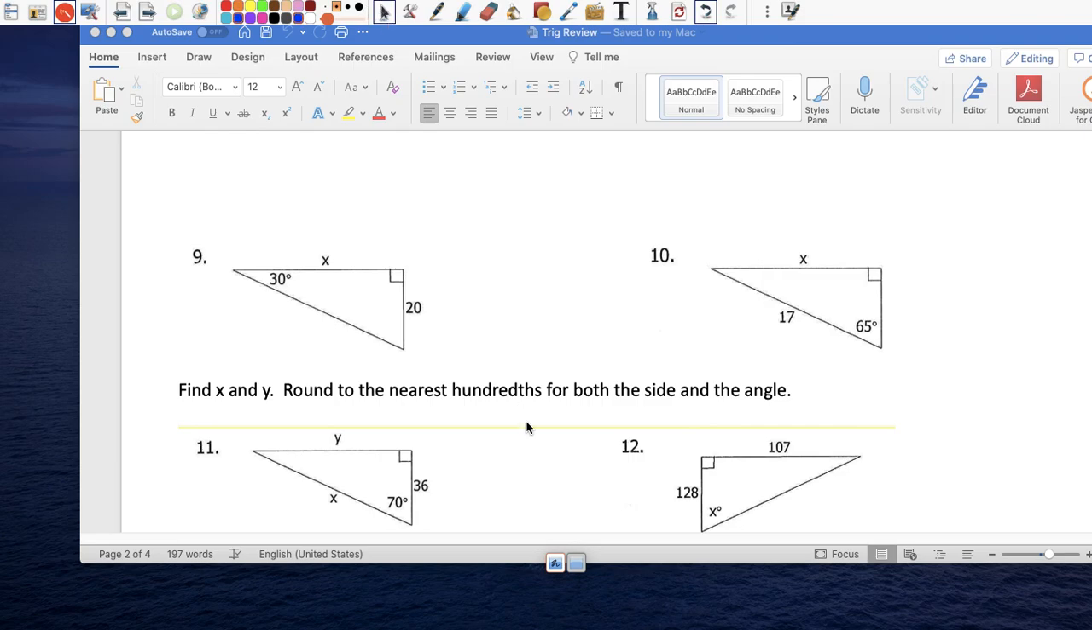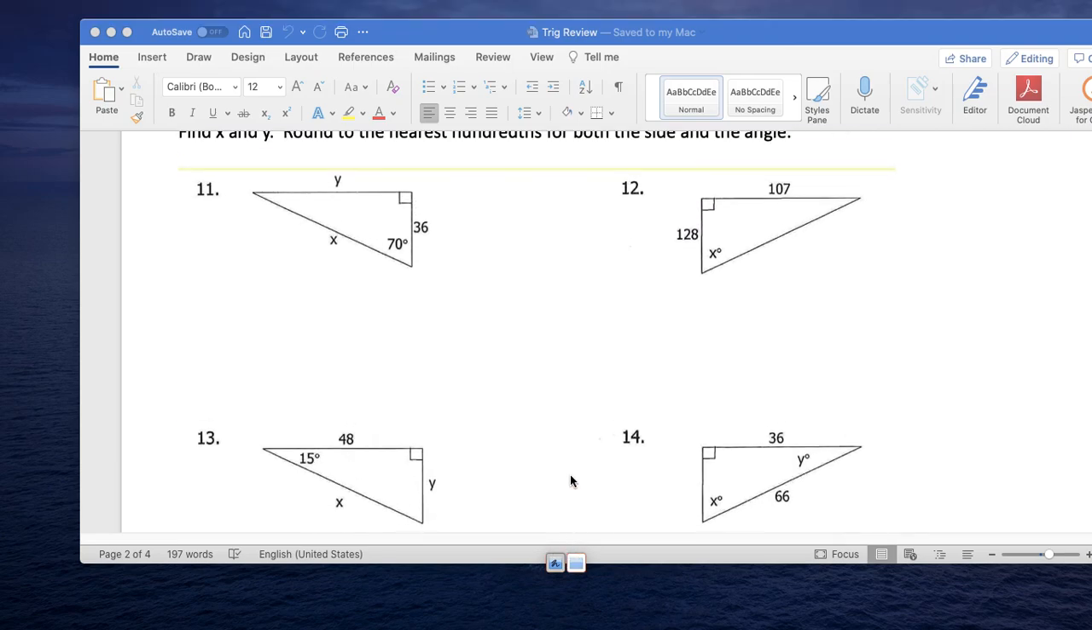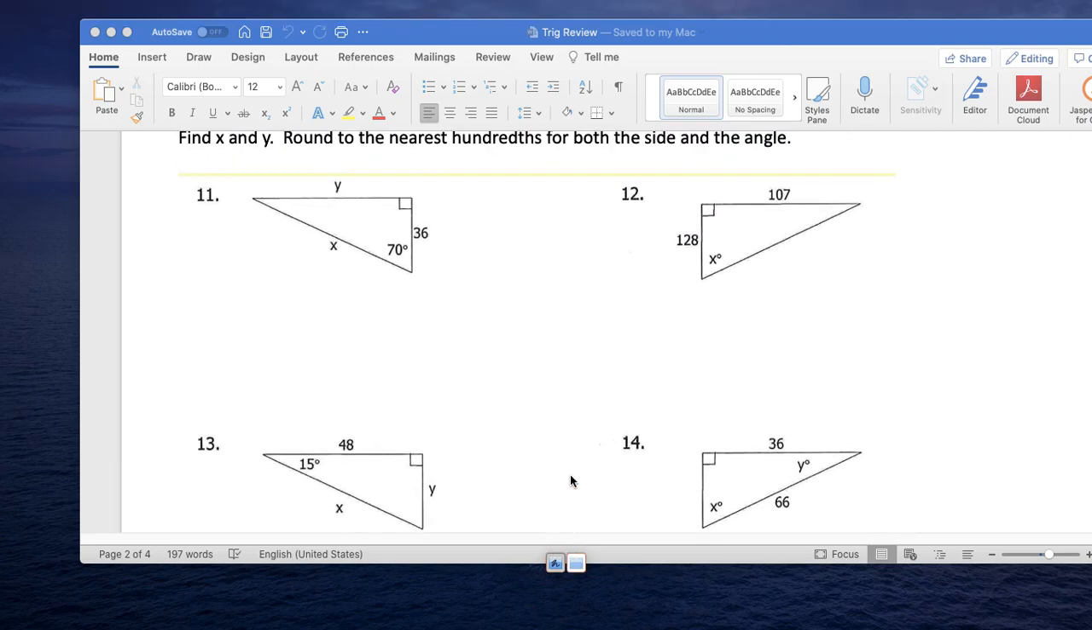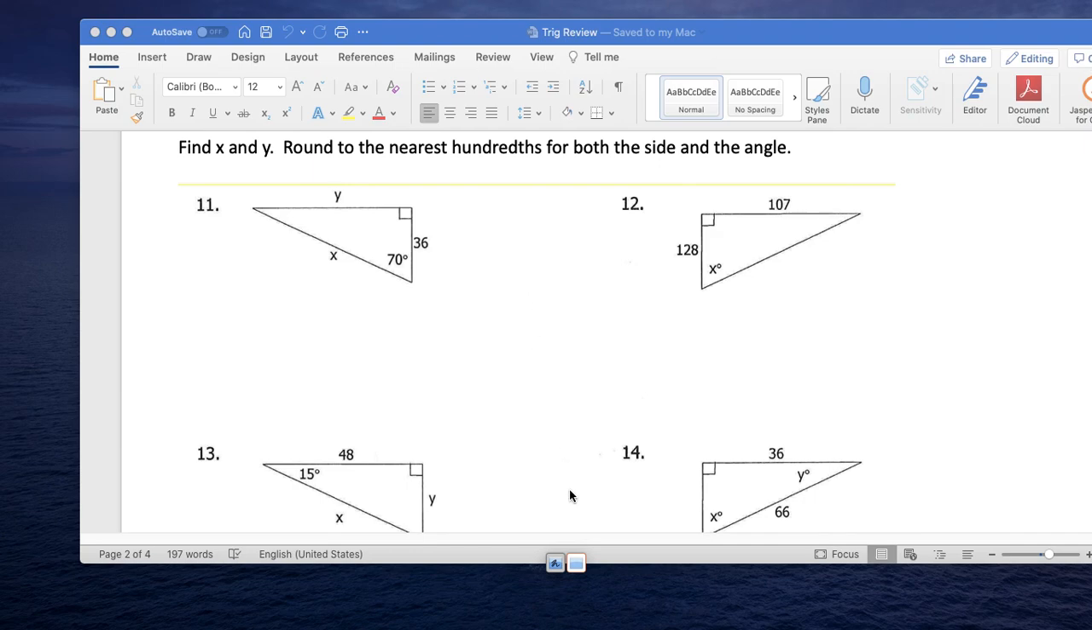Following questions ask you to solve the triangle. So you have to find x and y, or no, sorry, just x and y.